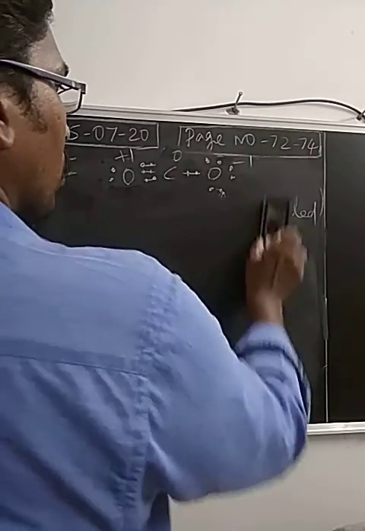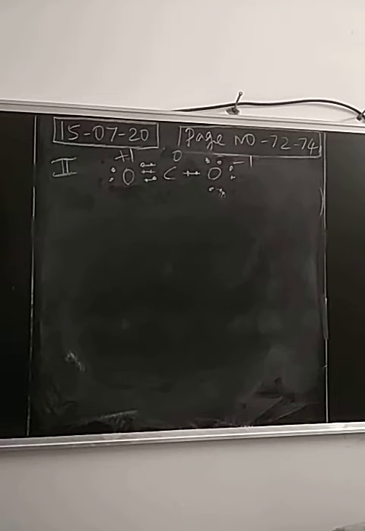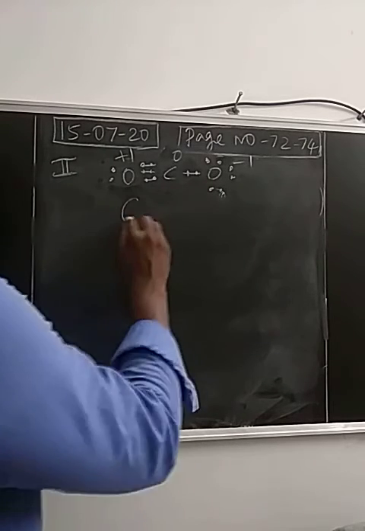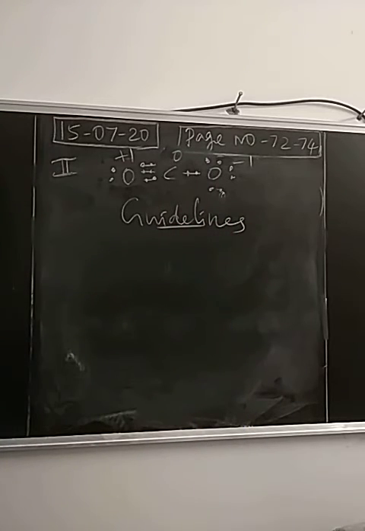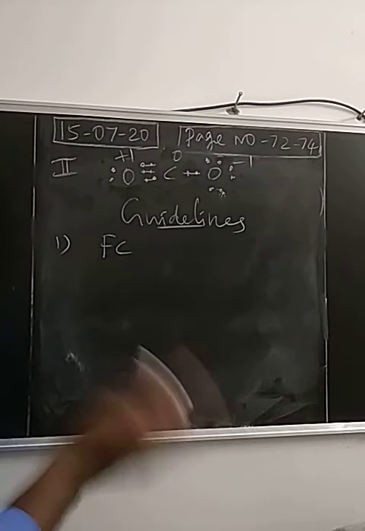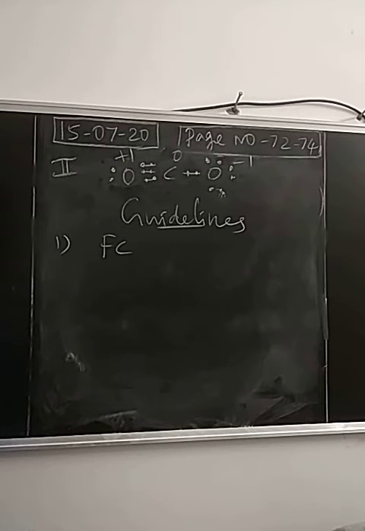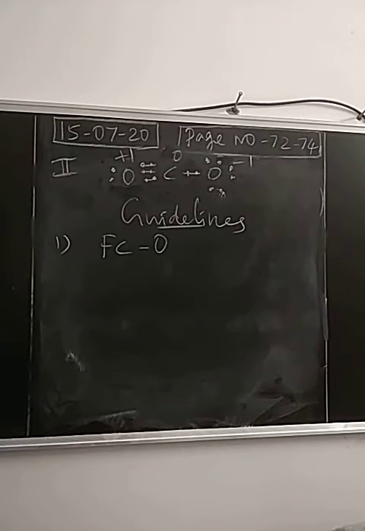Now what is the major question? With the help of formal charge, how will you find the preferred structure, which will be the most favorable structure? For that we have some guidelines, based on formal charge value, to fix the preferred structure. First one: if more than one possible Lewis dot structure is available, the structure with 0 formal charge will be the preferred one.